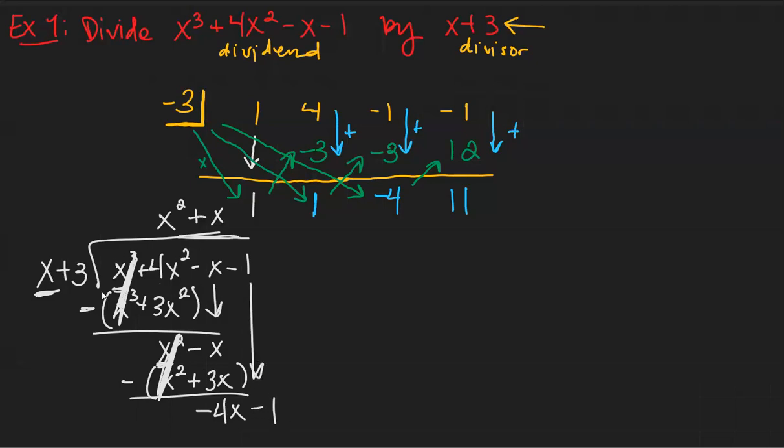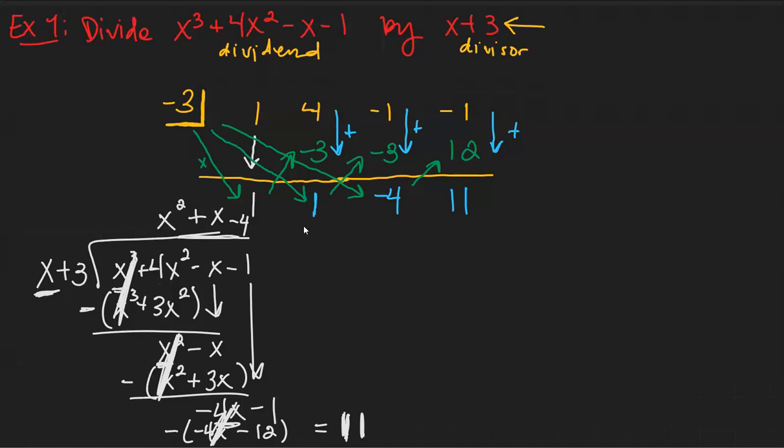How many times does x go into negative 4x? That's going to be -4 times. Then I multiply it through, so minus -4x minus 12, because we're multiplying that -4 through to each of these terms in our divisor. And when you subtract that out, -4x minus -4x cancel each other out. -1 minus -12 is -1 plus 12, and we get 11.